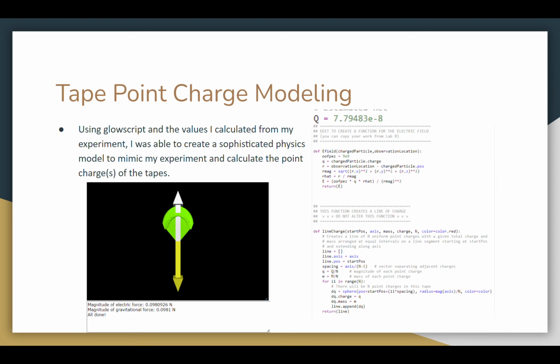Line charges distribute the charge throughout the entire piece of tape as opposed to treating the tape as one point charge, therefore making the model more accurate to reality, because it's not reasonable at all that the tape would just be one point charge. It will be multiple different ones.